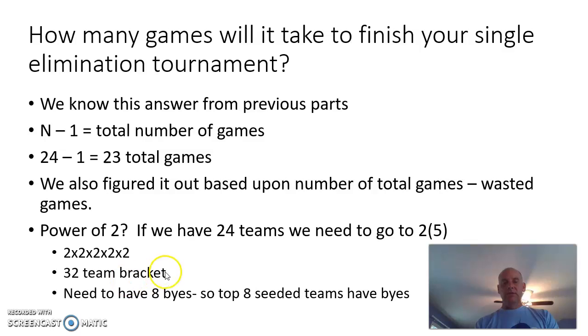So we need a 32 team bracket to cover those 24 teams. Now, remember, we don't have enough teams to cover that 32 team bracket, so we have to assign byes. So basically, we know that the first 8 teams are going to have byes, because we can subtract 32 minus 24. That's going to give us 8. So the first 8 teams in our tournament, the top 8 seeded teams, are going to have byes. Okay? Remember, that's where the power of 2 comes in.